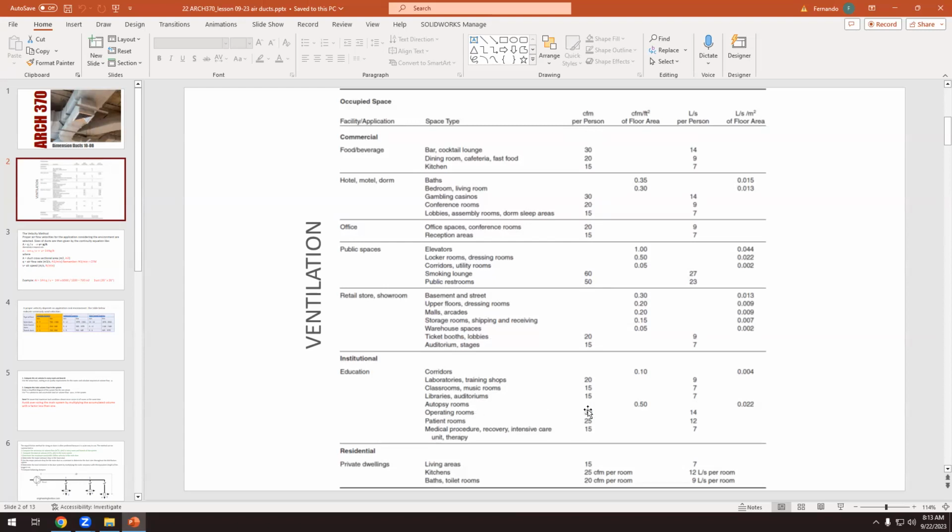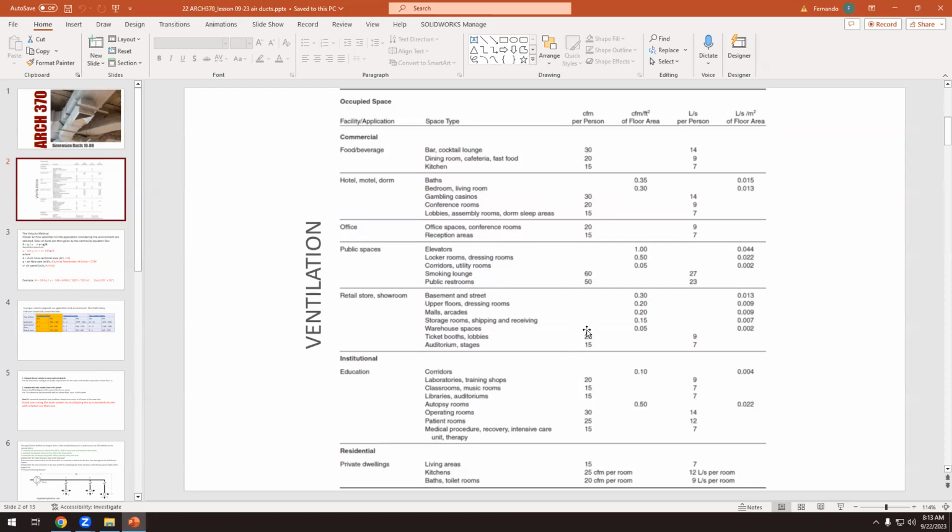Operating rooms. Okay, in hospitals, I told you that it's something, but other than that, it can be either 20 or 15. If we only remember 20, because that's the minimum number, that's fine. Okay.